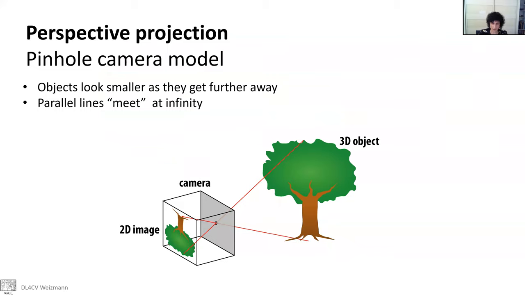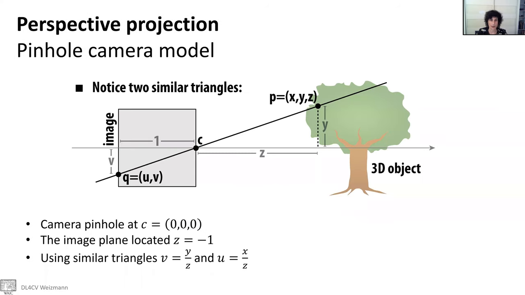I guess that almost all of you took the intro computer vision course, so you are going to be familiar with this slide and the next slide. In many realistic cases, we would like to take into account the perspective projection that comes with the images captured by cameras. There are actually two main things. Objects look smaller as they get further away, and parallel lines meet at infinity. It looks like this. And to illustrate it, as you already know, we use the pinhole camera model.